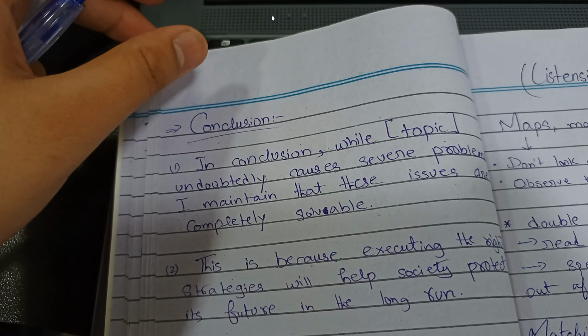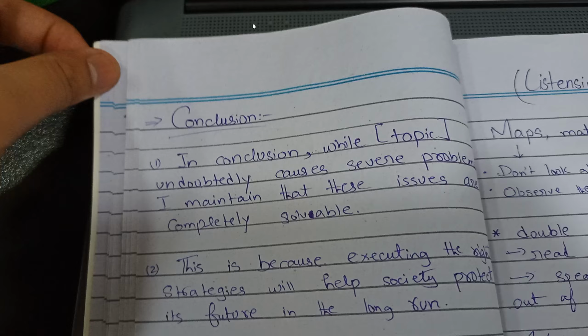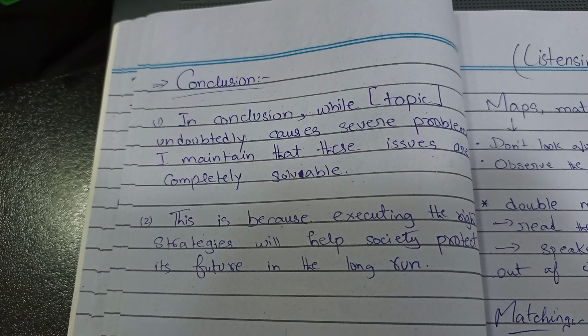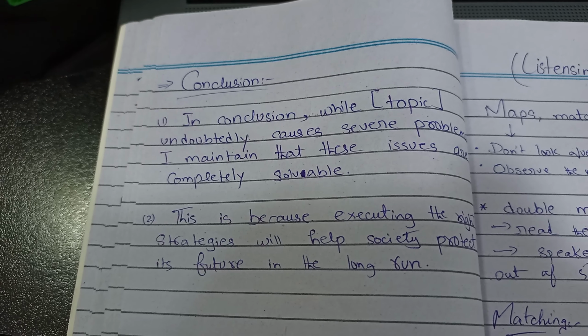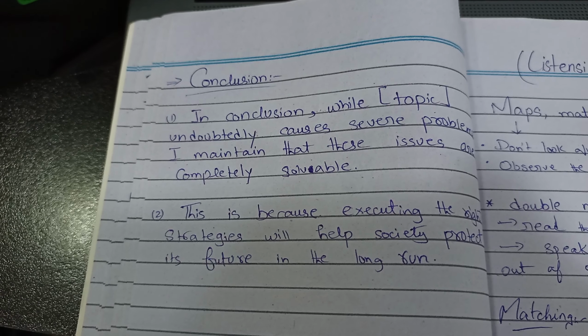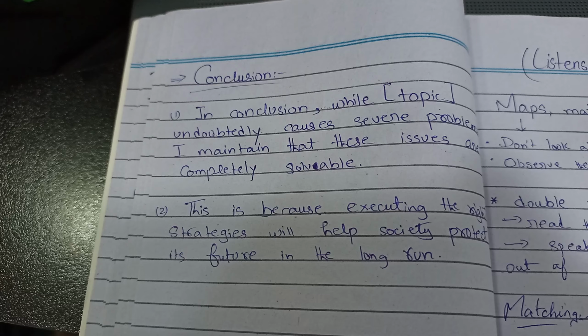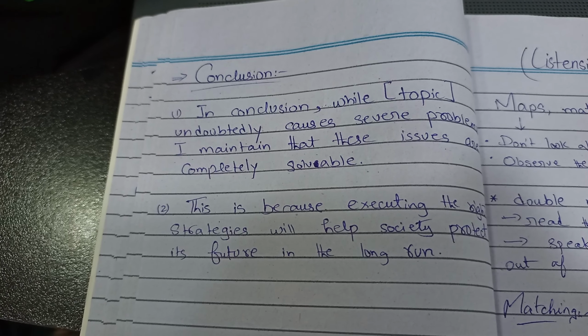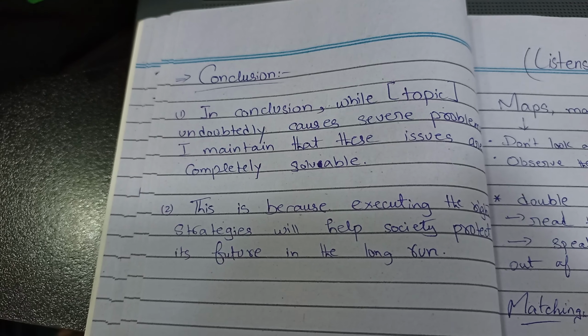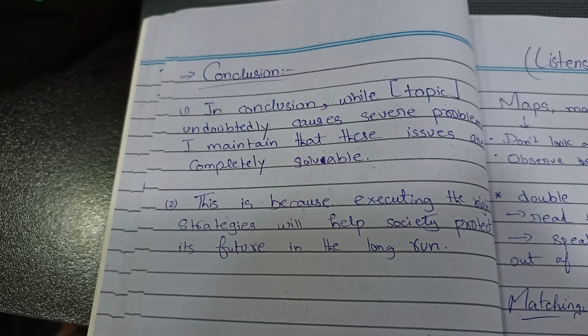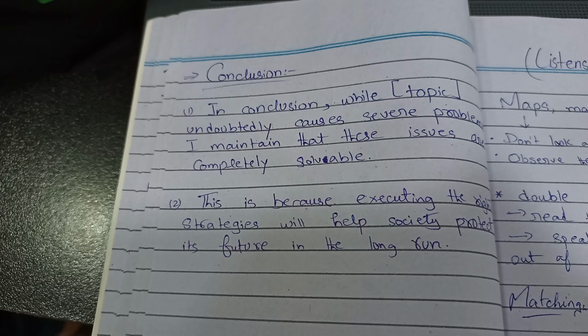All right, so this is how you can write your problem and solution essay in IELTS academic Writing Task 2. We already discussed some of the essays like discussion essays, opinion essays, advantages and disadvantages essays, and now we have discussed the problem and solution essay. One last type of essay is left, which is the double question essay, and we will cover it in our future lectures.